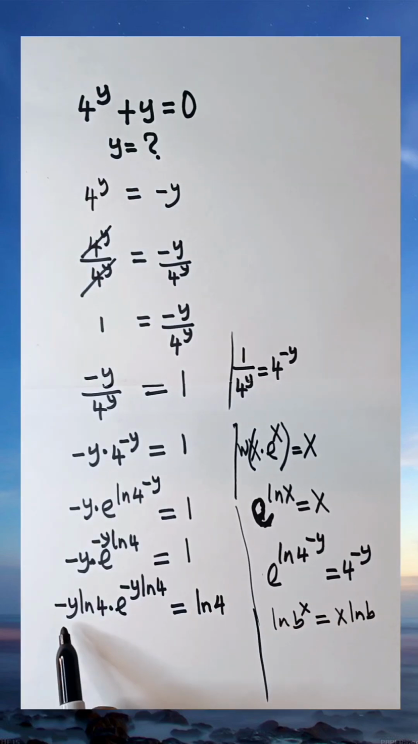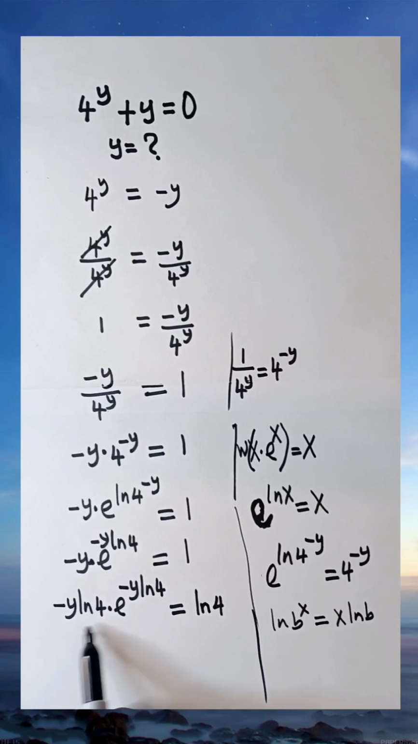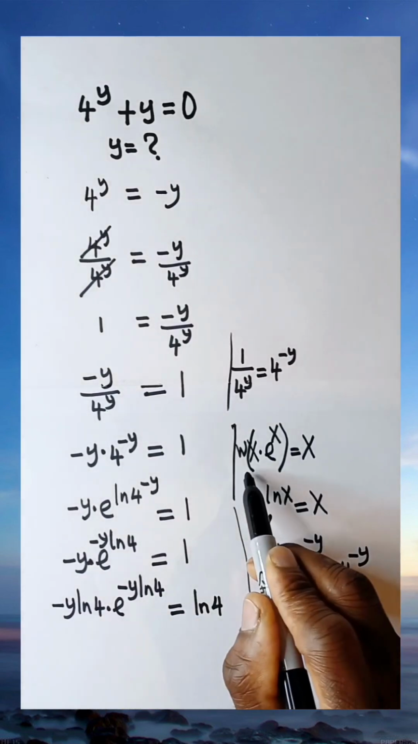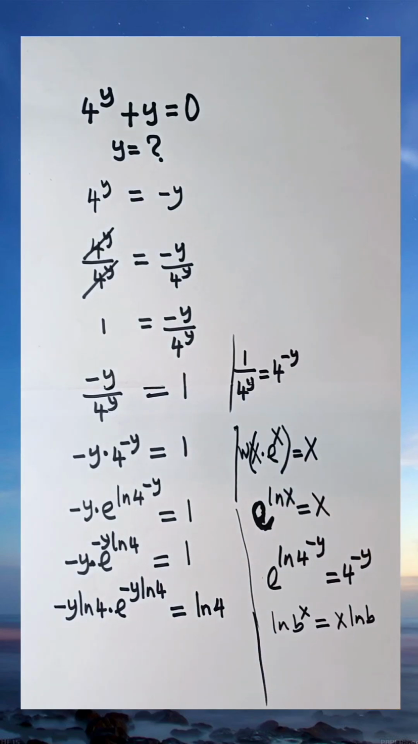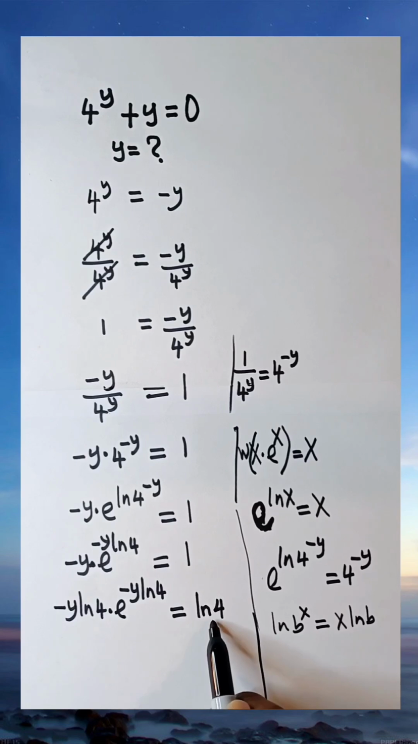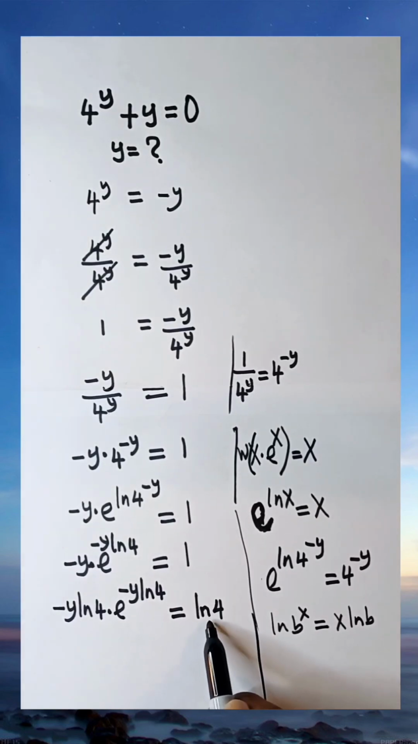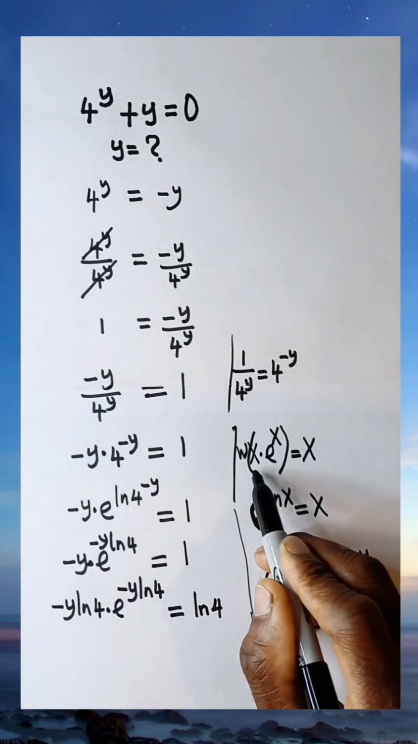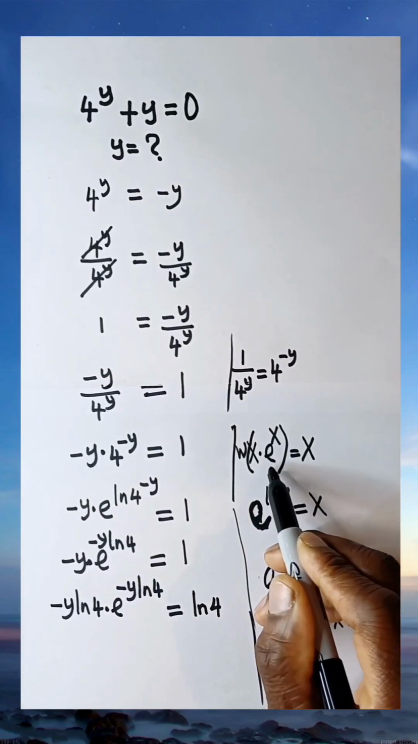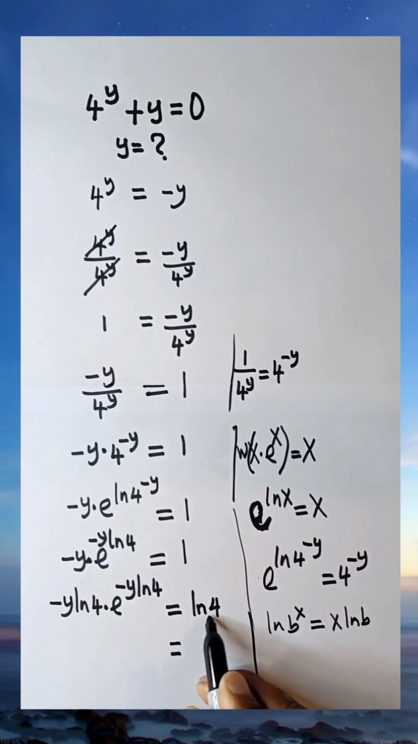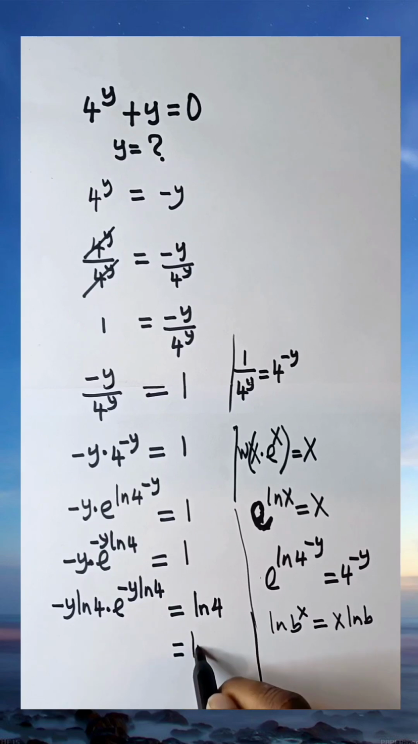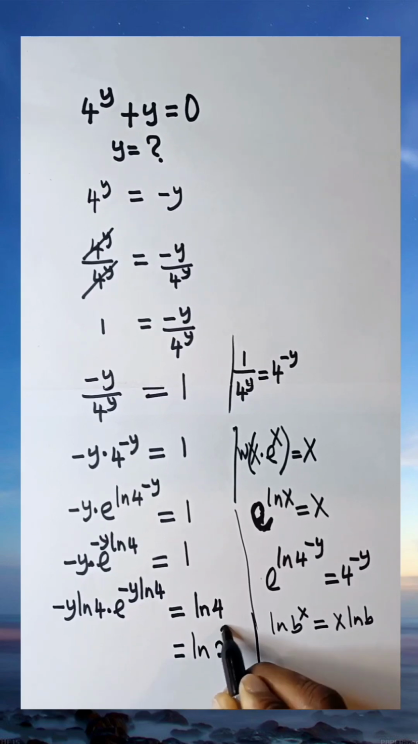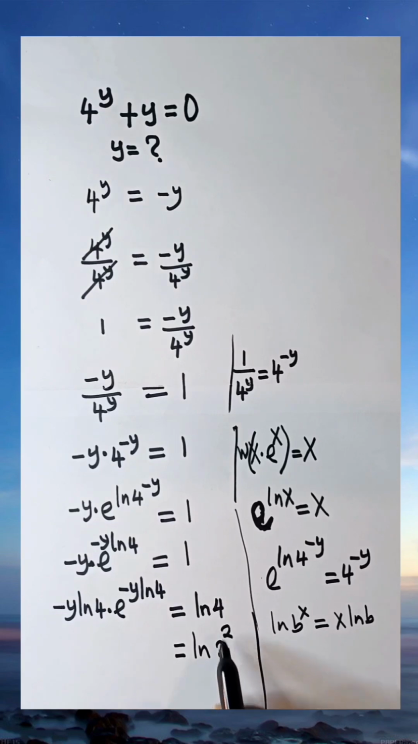Now, on the left-hand side, you will notice that our expression is in the same format specified by the Lambert W function. Okay, now the next thing we're going to do is to focus on the right-hand side. We are going to express the right-hand side in the same format specified by the Lambert W function. Here we have the natural log of 4. We can express this as the natural log of 2 raised to the power of 2. 2 raised to the power of 2 will give us 4.